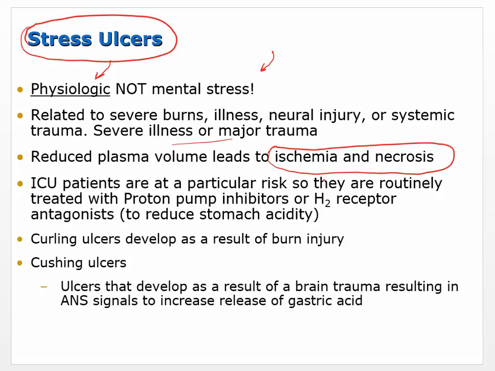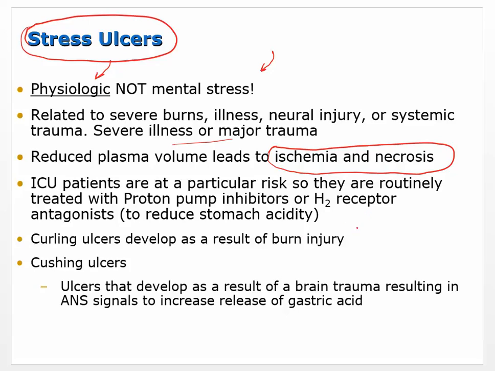So intensive care unit patients are at particular risk, so they are routinely treated with proton pump inhibitors, H2 receptor antagonists. ICU patients have been stressed. I mean, surgery or some kind of trauma is going to be stressful in general, and so they may be given proton pump inhibitors, to reduce that acidity, so the acidity won't get in there and damage it even more.